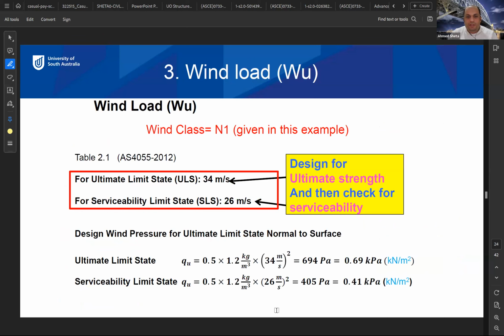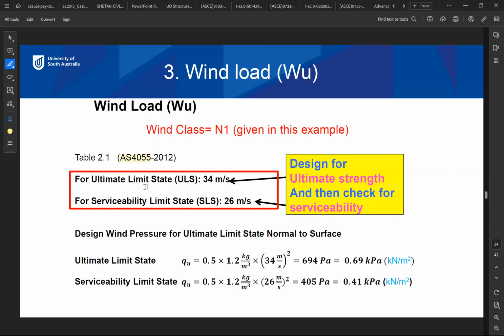What is the last load we have? Wind load. Okay. So for wind load, what is the standard we are using? Just a reminder, 4055. This is the Australian standard for wind loads for housing. I think you are using this. Are you familiar with using it?